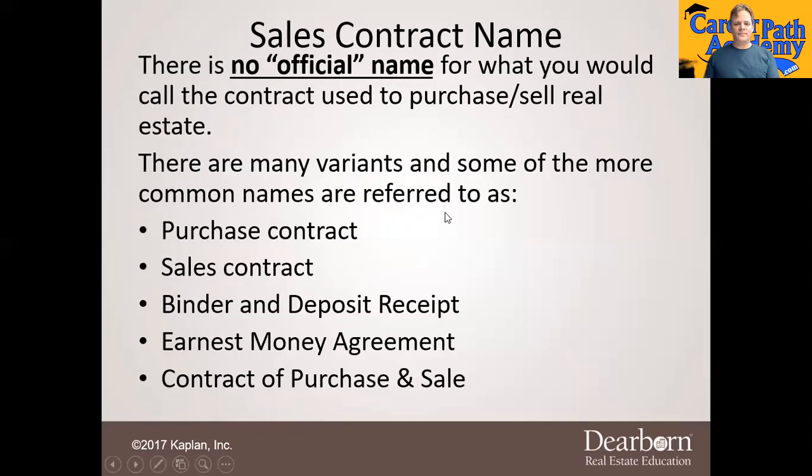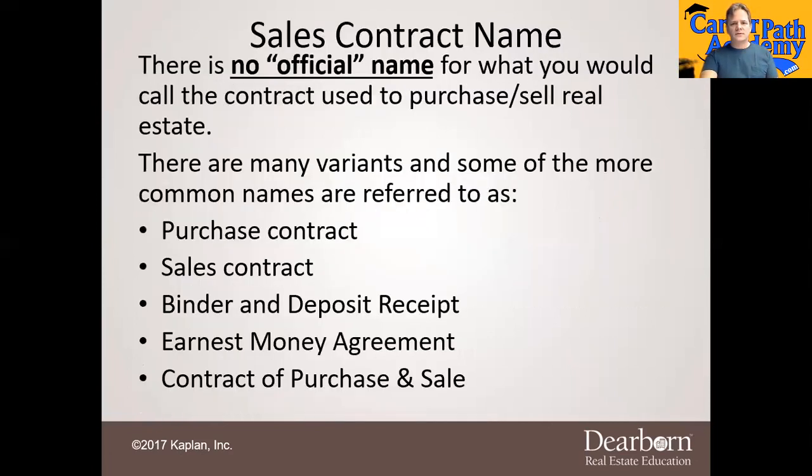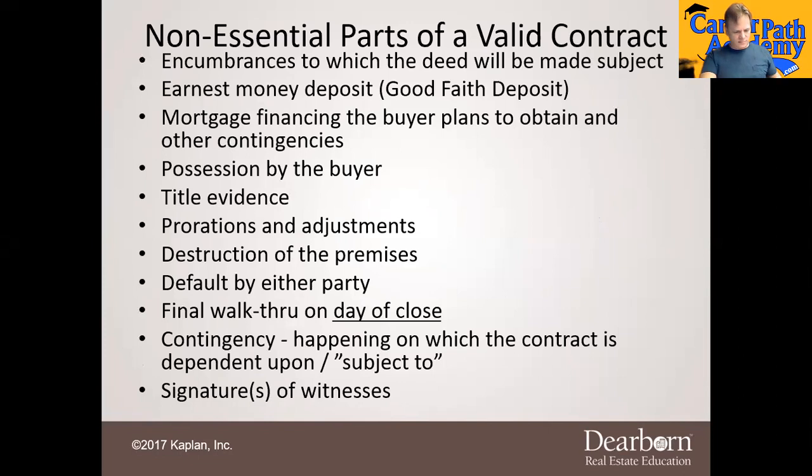All right. Now, the sales contract, we already said that there's no official name to it. That's on page 187 here. It goes by many different names. Call it whatever you want. There's no official name. Contingencies, that's on page 189.